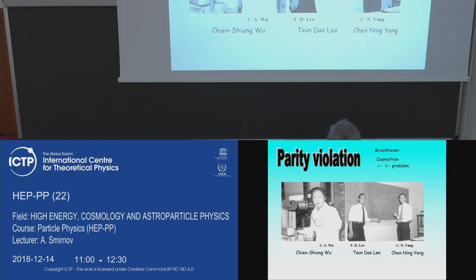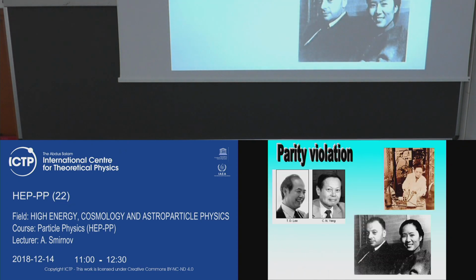Now, parity violation. Here you see T.D. Lee and C.N. Yang. I think that's the time when they actually proposed an explanation of this tau-theta problem. And here is Madame Wu doing this experiment. So this is another photo. This is already later. And you see here Pauli with Madame Wu, and Madame Wu is doing her experiment.